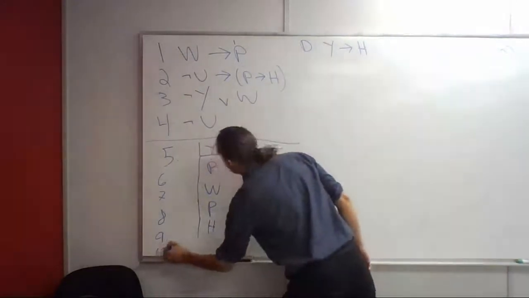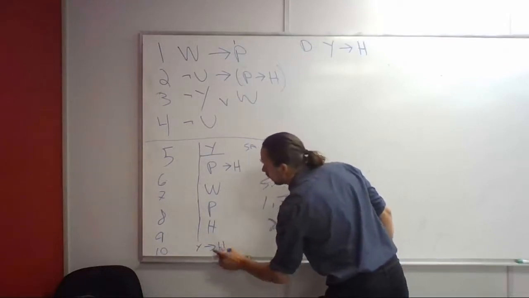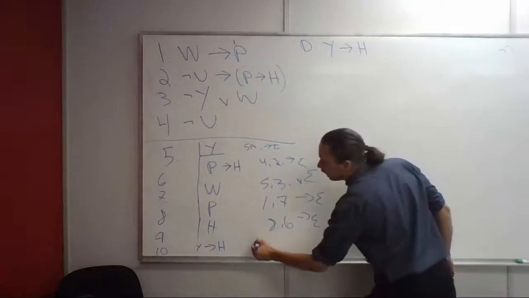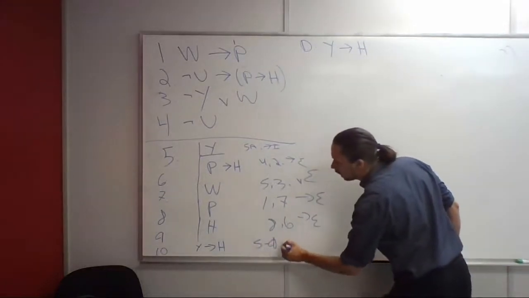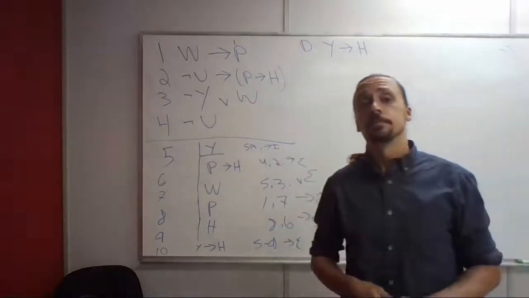Then finally, line 10, we can discharge the whole shebang, and we go if Y, then H. Why do we have if Y then H? Because lines 5 through 9 are one big conditional introduction. Right, so that's how you'd prove that one.